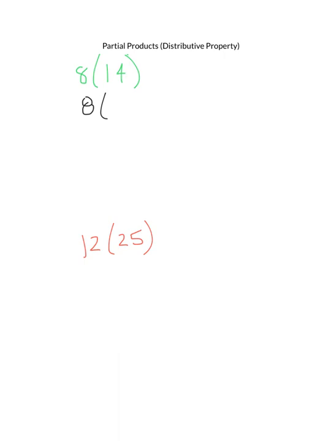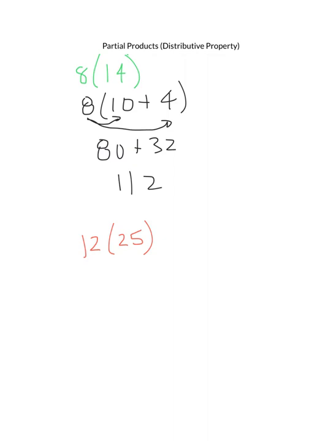as saying that I have 8. I know 14 is the same as 10 plus 4. 8 tens is 80 plus 8 fours, which is 32. So I'm left with 112.